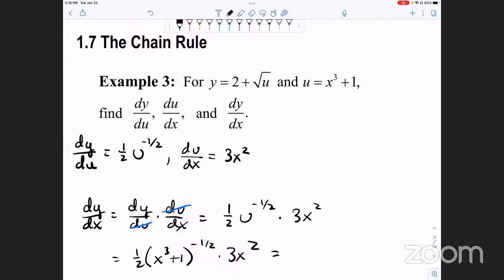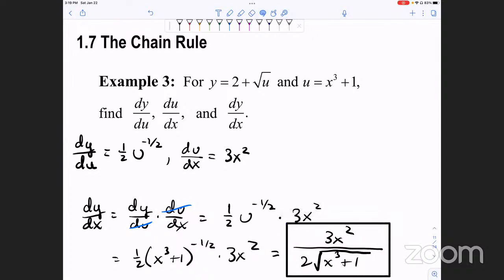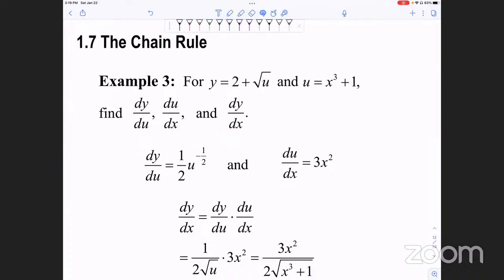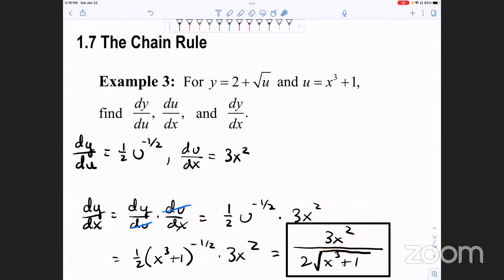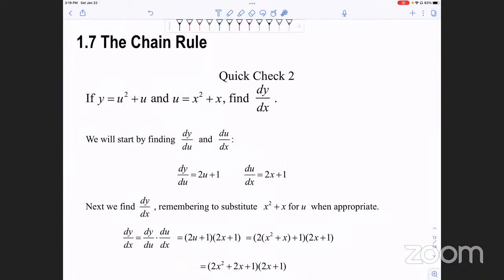Let's just take it a little step further. Now, looks like we're going to have the square root of x cubed plus 1 in the denominator, so it's 3x squared over 2 times the square root of x cubed plus 1. Okay, I'll leave that for you.